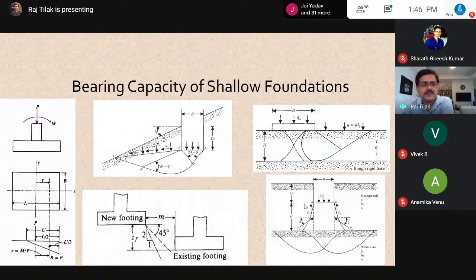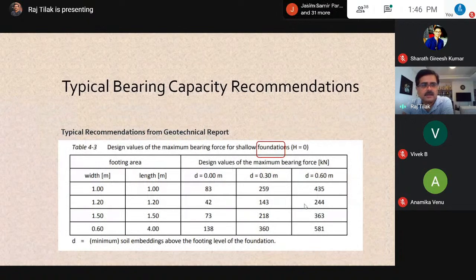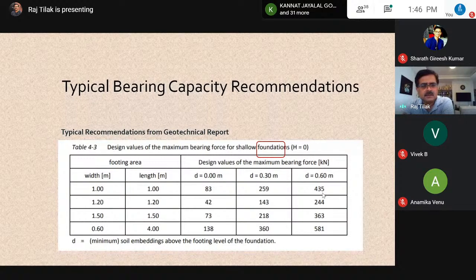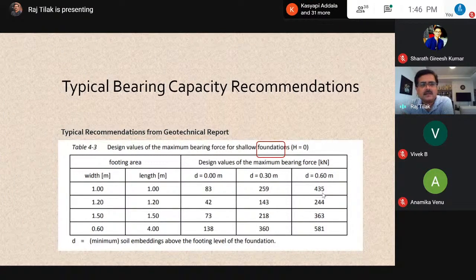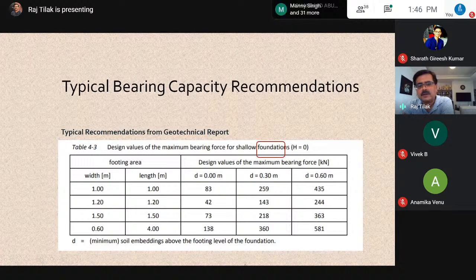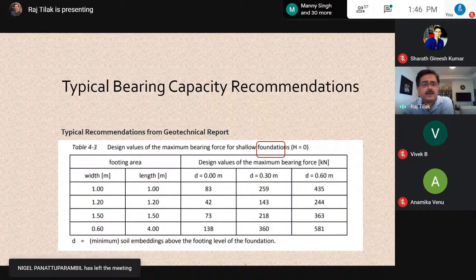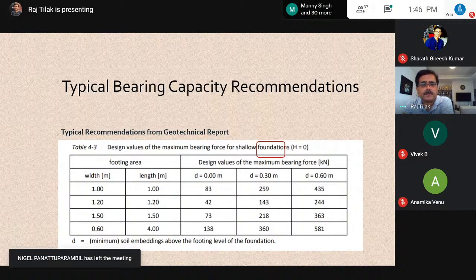Like for this foundation near the slope, I just wanted to highlight how it happens in one case just after the slide. This is how a typical geotechnical report recommendation on bearing capacity looks. Forget about the language, because this has been taken from the Netherlands. But you look, they have a footing width and length, and maybe this is all for square footings. And the last one you see is for the strip, where 0.6 is the width and the length is probably 4 meters. And then these are the recommended values of bearing capacity at different depths.